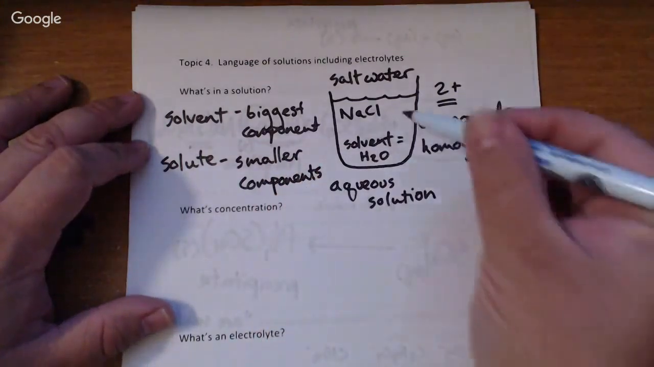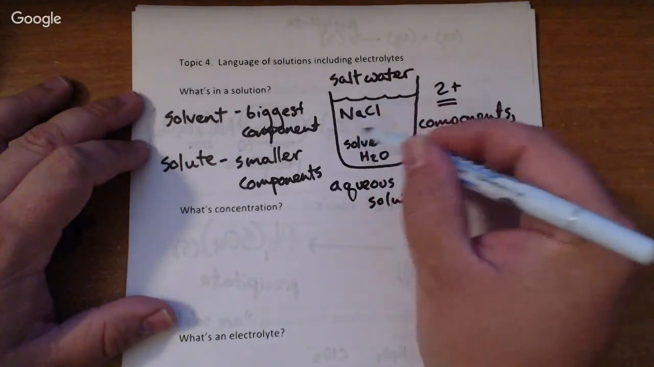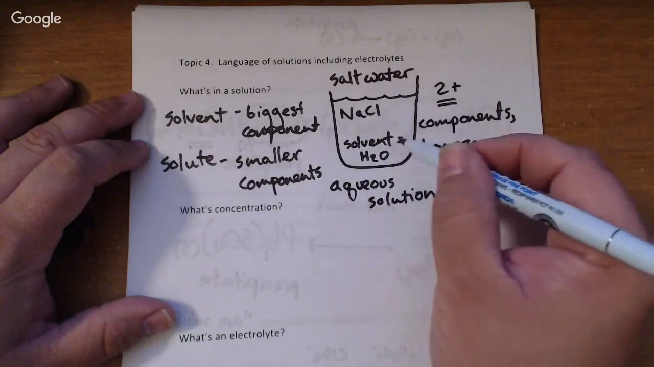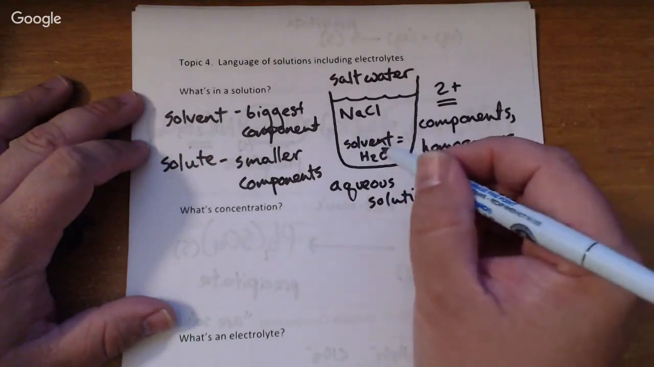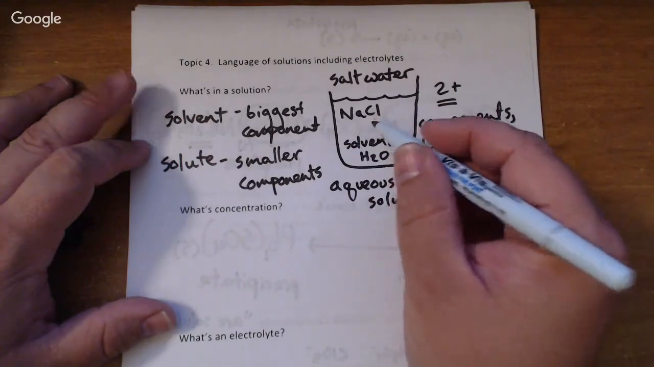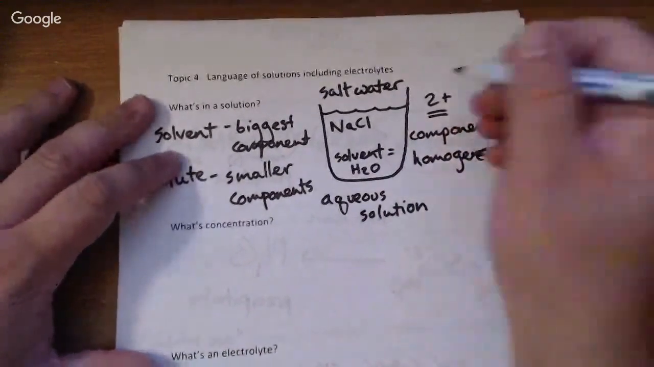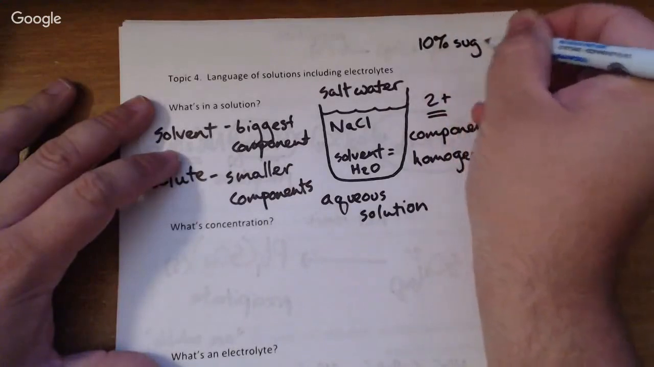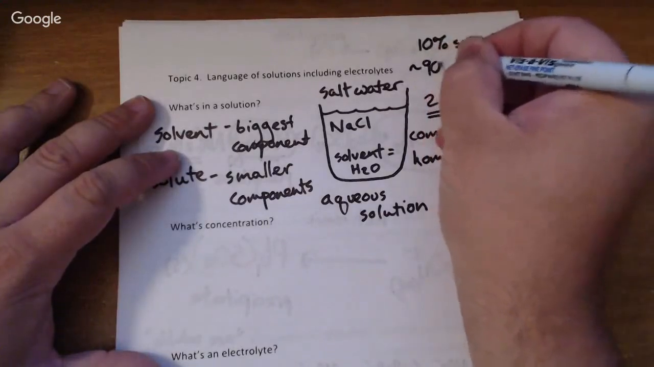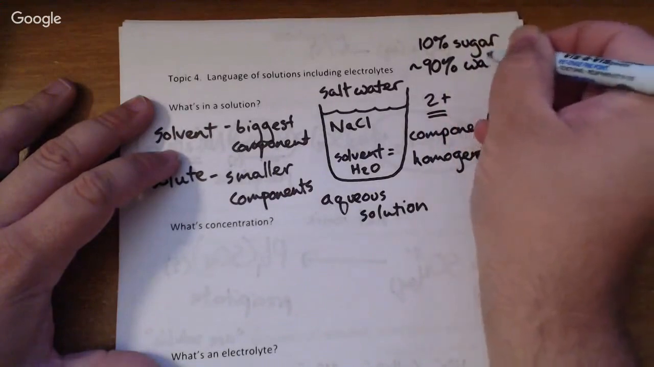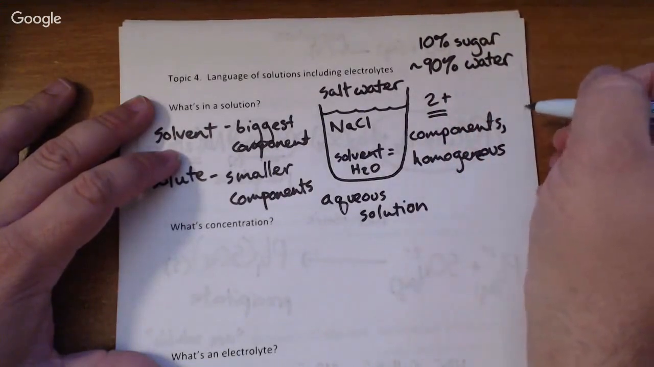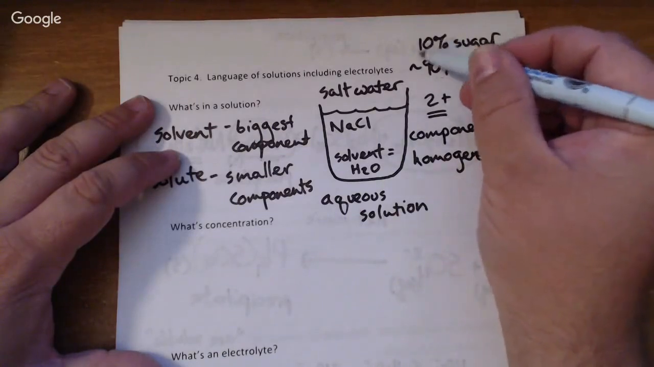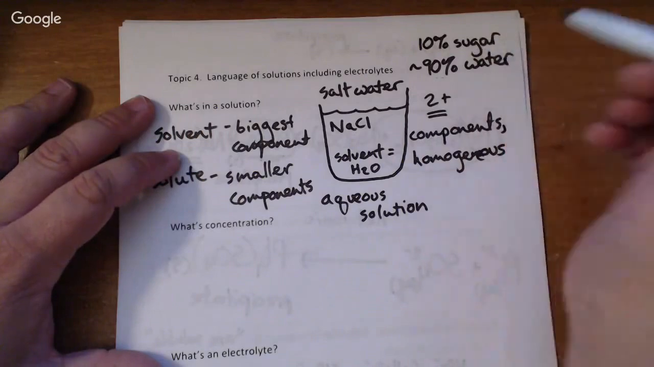So in this case, NaCl is a solute because there's salt in there, but not as much as we have water. Water is the biggest component in salt water, so it's our solvent. NaCl is our solute. If we were looking at, say, Bojangles iced tea, it's about 10% sugar and about 90% water. So in the case of Bojangles tea, water is our solvent, and the 10% smaller component, sugar, is our solute.